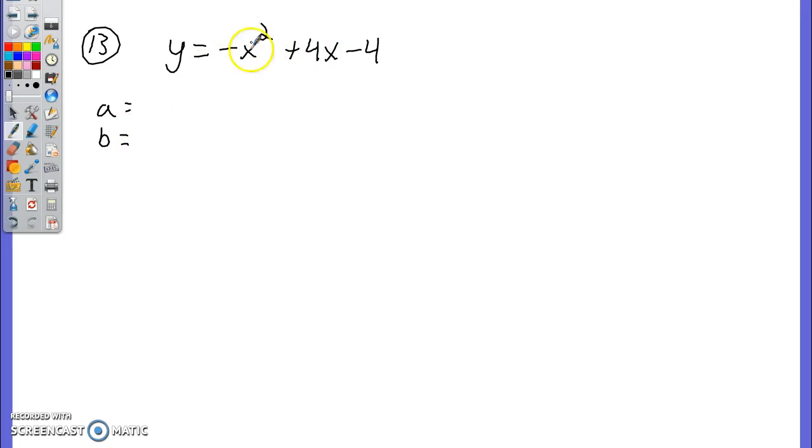So a is, in this case, negative 1, and our b is positive 4. So x equals negative 4 over 2 times negative 1. Remember, that's our negative b over 2a that we have memorized. All right, so I go ahead and do the math here. Negative 4 over negative 2, which equals 2. So my x value of my vertex is 2.